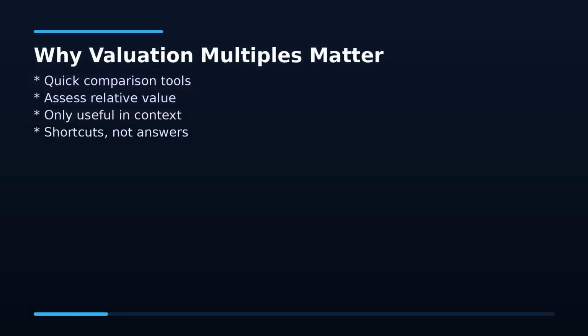Valuation multiples are shortcuts that help you compare companies and assess relative value. They compress complex financial information into a single number. But remember, multiples are only useful in context. A multiple alone doesn't tell you if a stock is cheap or expensive without understanding the underlying business.